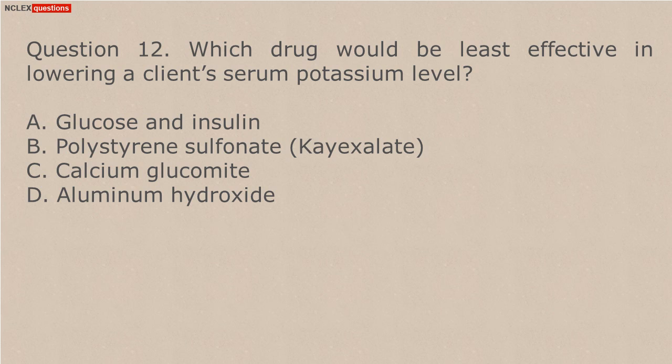Question 12. Which drug would be least effective in lowering a client's serum potassium level? A. Glucose and insulin. B. Polystyrene sulfonate oxalate. C. Calcium gluconate. D. Aluminium hydroxide.